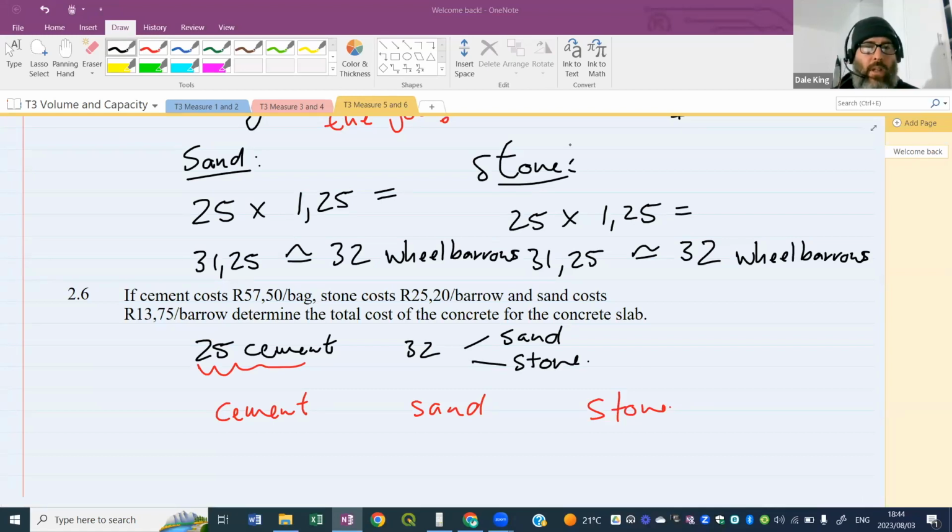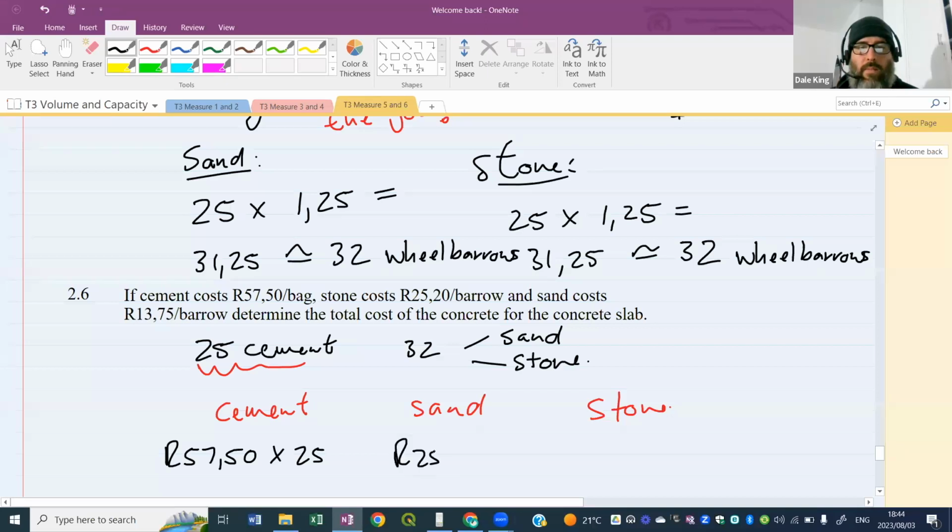Okay, let's have a look. It's 57.50 per bag of cement. How many bags do we got? We got 25 bags. Okay. All right. For sand, it's 25.20 per wheelbarrow, and I have 32 wheelbarrows. For stone, it's 13.75 per wheelbarrow, and I have 32 wheelbarrows.